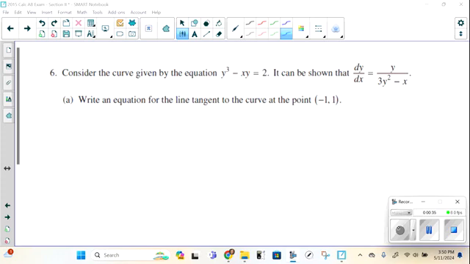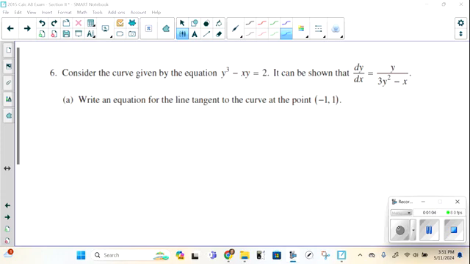Problem 6 reads, consider the curve given by the equation y cubed minus xy equals 2. It can be shown that dy/dx equals y over 3y squared minus x. Okay, thanks for the information. 3a says write an equation for the tangent line to the curve at the point (-1, 1). Easy.